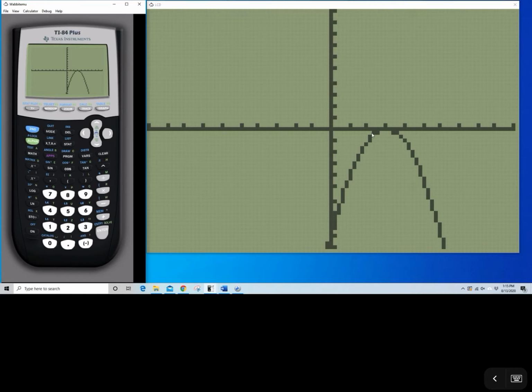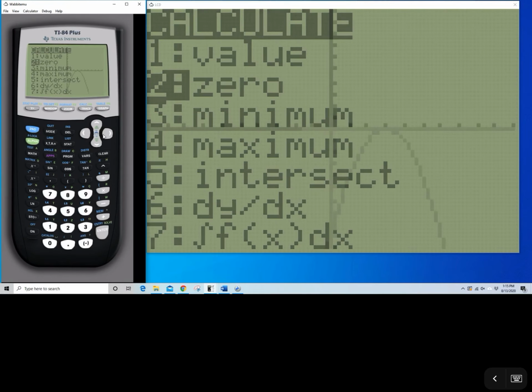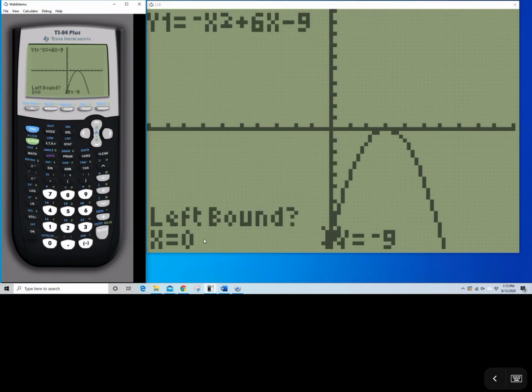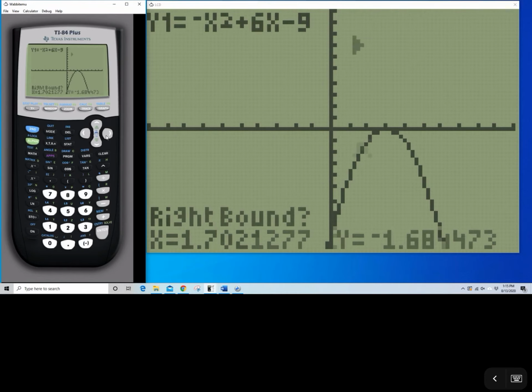Now, I want you to look closely at this particular graph, because it almost looks like instead of having 2 x-intercepts, it's possible that this graph only has 1 x-intercept, and that x-intercept is happening right at the U-turn where the vertex is located, okay? I'm going to do the same steps, though. I'm going to go to second calculate. I'm going to pick 0. I'm going to make sure I follow these instructions, left boundary.